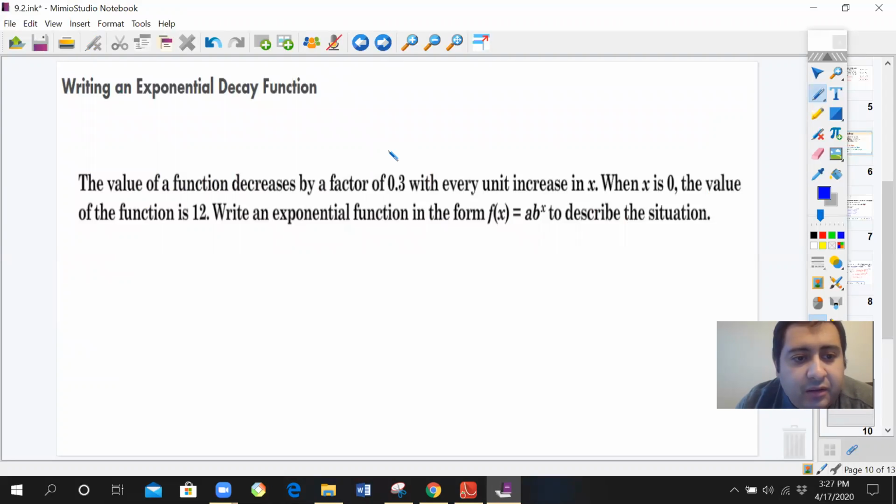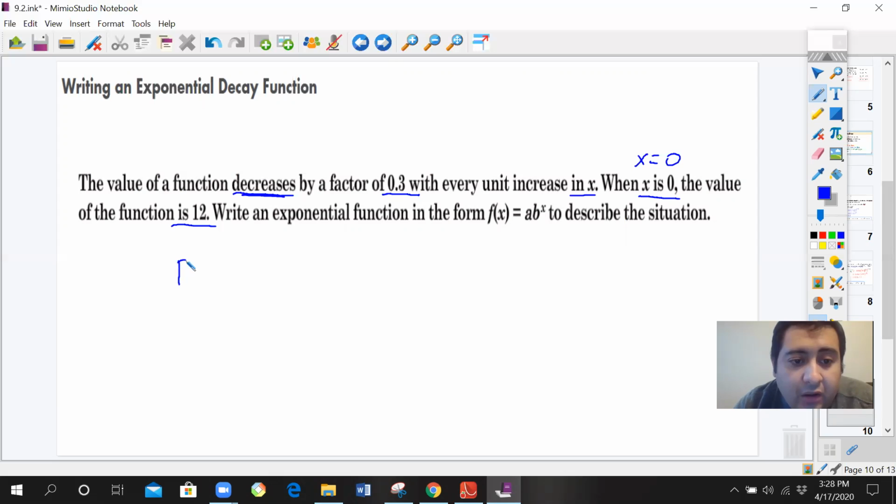All right, so here they're saying the value of a function decreases by a factor of 0.3 with every unit increase in x. When x is 0, the value of the function is going to be 12. Write an exponential function in the form f of x equals a times b to the power of x to describe the situation. So here we just need to write down the function. We don't need to solve for anything.